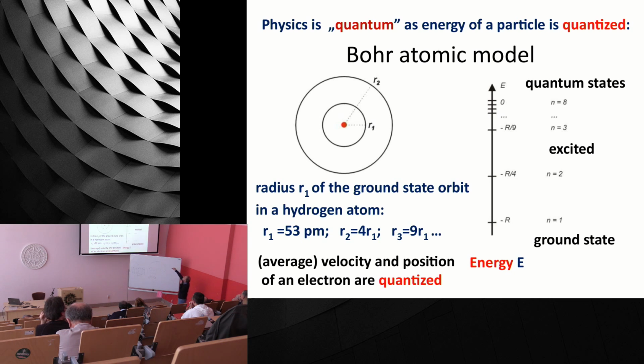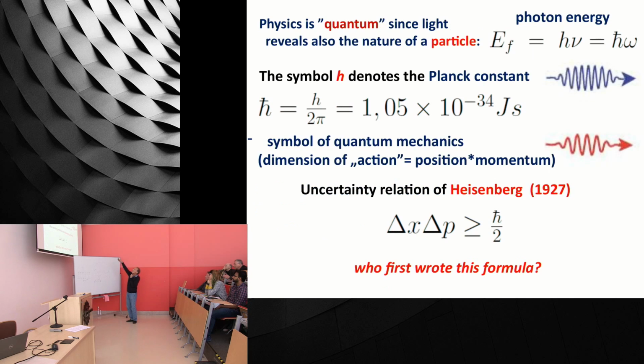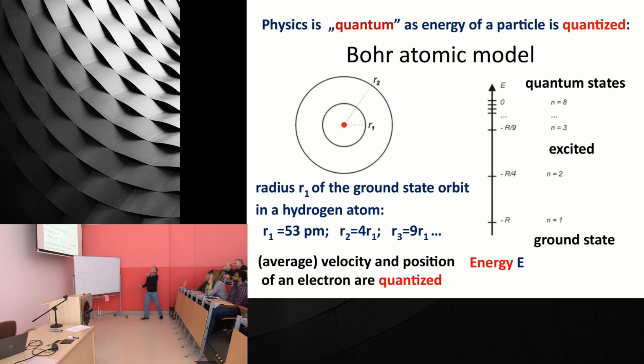You can find energies. Here's the axis of energy, and there is a ground state, the energy of the ground state, and there are excited states, and those energies are quantized. So in a sense, this word quantization refers to the fact that quantities do not take all possible values, but rather a discrete set of values. Of course, it's an oversimplification, because here, in fact, I should refer rather to the expectation value. So the average velocity or average position is quantized.